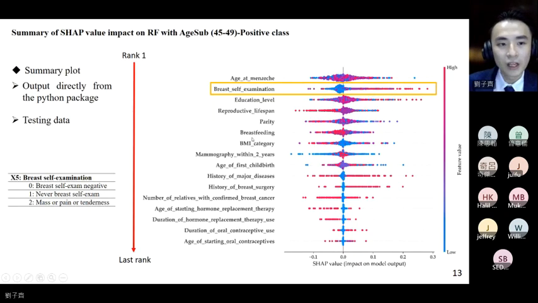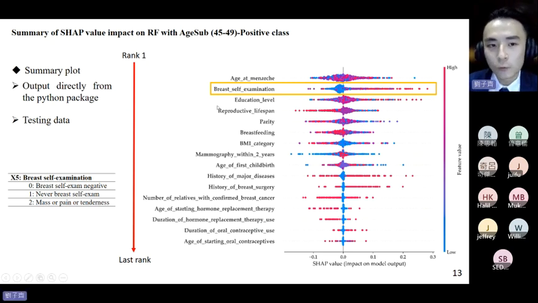So here is the first plot we can get from the SHAP package. These are directly obtained from the Python package created by the authors. They kindly allowed us to use these packages. So with this plot, there's a lot of information it can tell us.